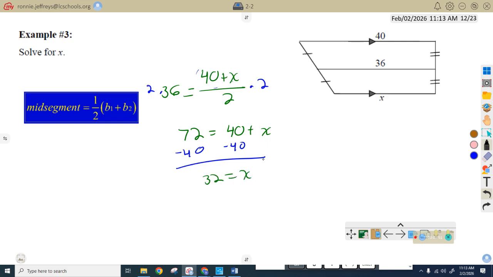32 equals x. So it shouldn't be that bad. No. Could be worse.